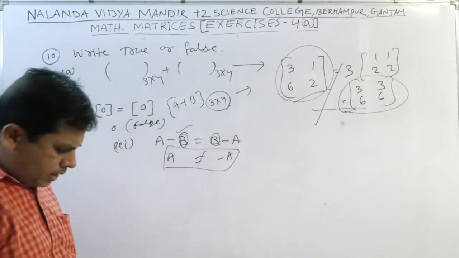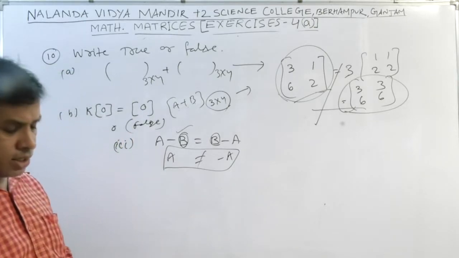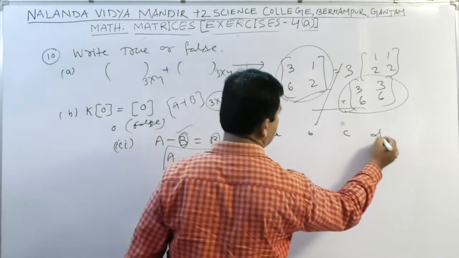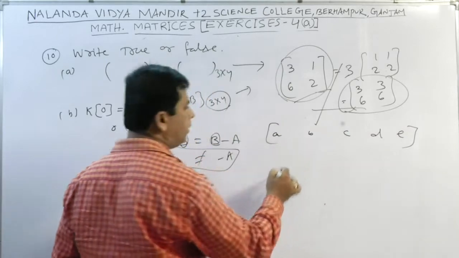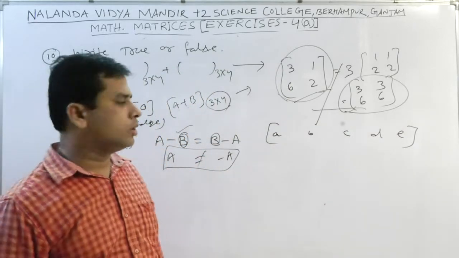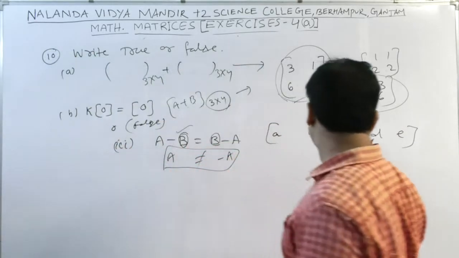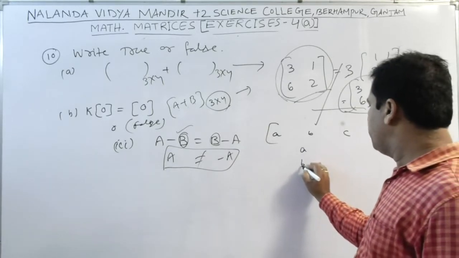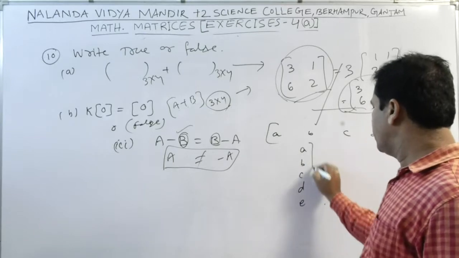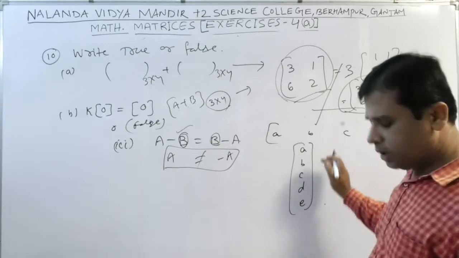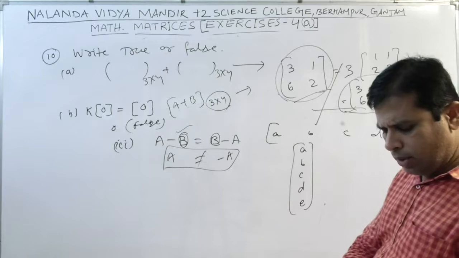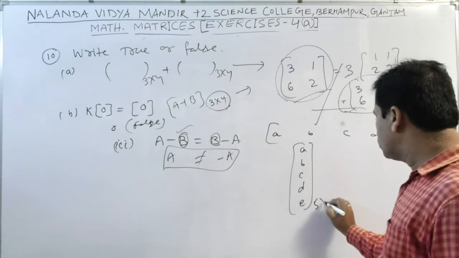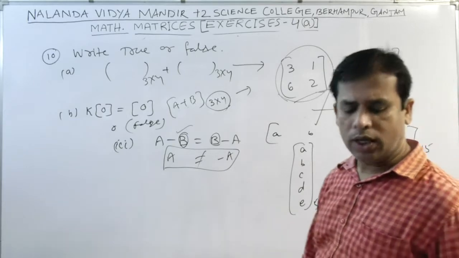With 5 elements, a matrix cannot be constructed. So, 5 elements A, B, C, D, E are not a matrix by themselves. So, what is the matrix? We can write it as 1 row and 5 columns, A, B, C, D, E. Therefore, we can construct a matrix using 5 elements.